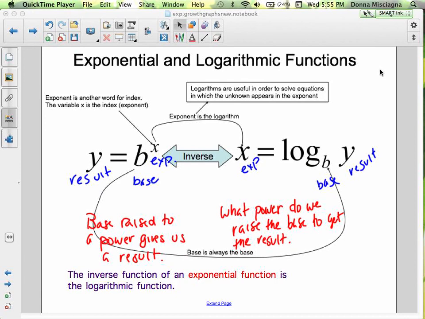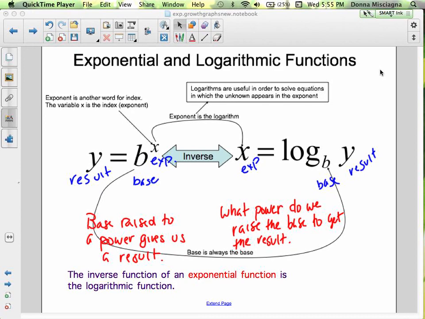Right? So on the left-hand side, we have y equals b to the x. So x there is our exponent, and we have some base. Some numbers raised to a power, and when we plug in for the exponent, we get some answer. So we're raising that same base to a power. That's an exponential equation.